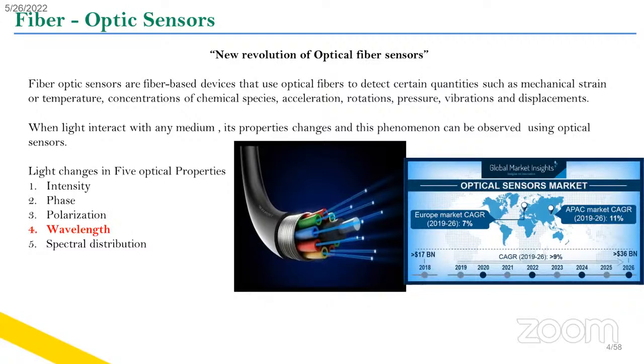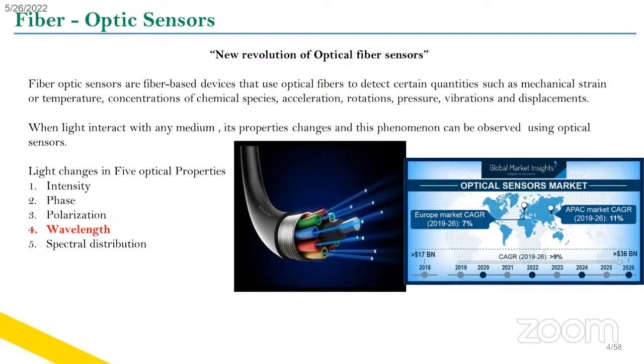Here, the light interacts with the medium and it changes the properties of the light. By observing the property change in the optical sensor, we can analyze our measurement. Light can be changed in five optical properties: intensity, phase, polarization, wavelength, and spectral distribution. In this presentation, I will go into detail on the wavelength-related sensors.